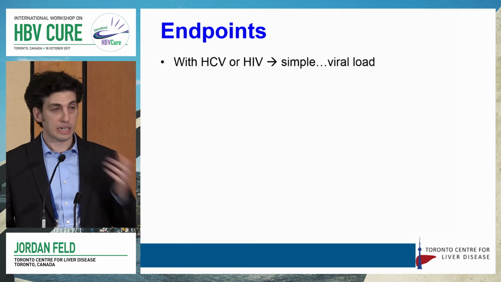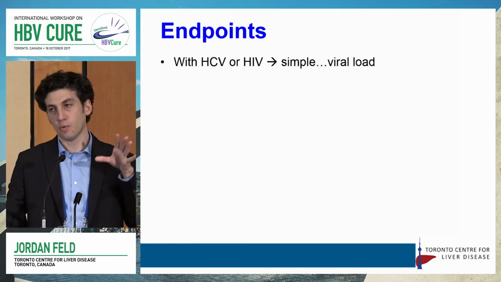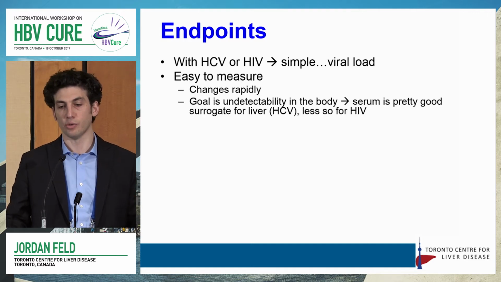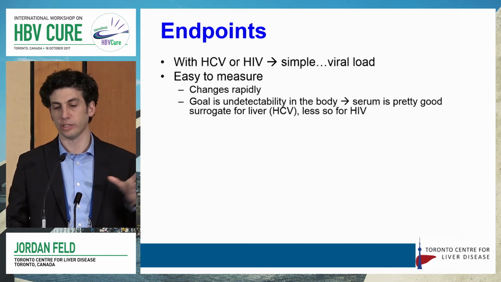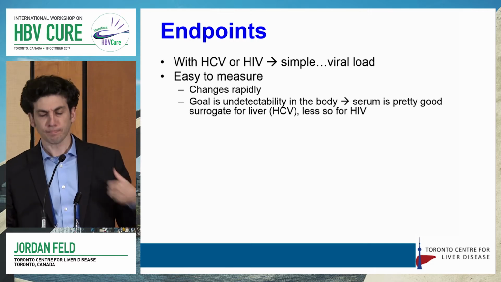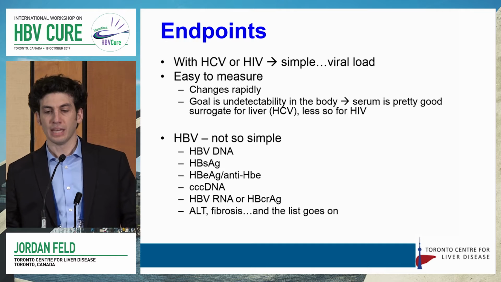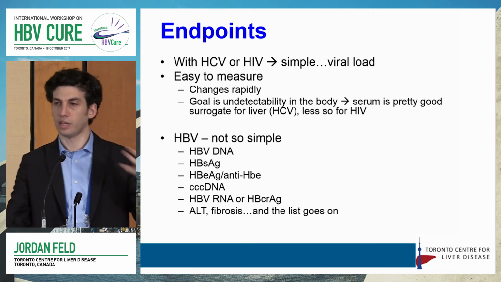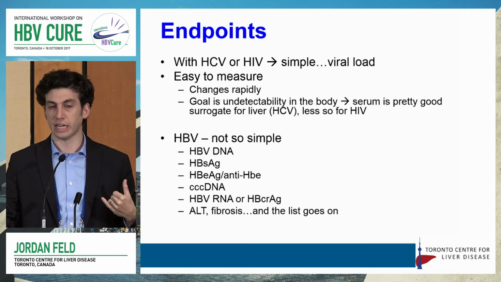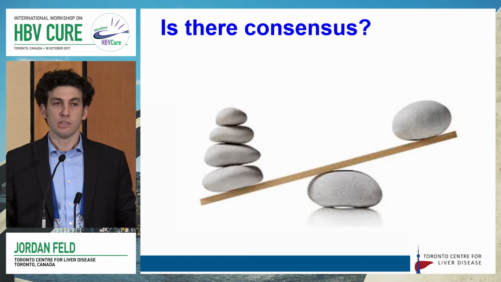So we've talked about endpoints a little bit today, and when you compare this to other diseases, in Hep C and HIV, it was pretty simple. Basically, the endpoint was viral load, so it's pretty easy to measure. It changes rapidly. Your goal is to get it undetectable, ideally in the body, but the serum is a pretty good marker, and so this is really a pretty useful tool. Now for Hep B, we've got this long list of surrogate endpoints, starting from Hep B DNA, which is often used as the clinical marker, but we've talked today a lot about the fact that surface antigen is probably a more useful marker, and then you can look at these other factors, of course cccDNA being very important, but very challenging to measure.